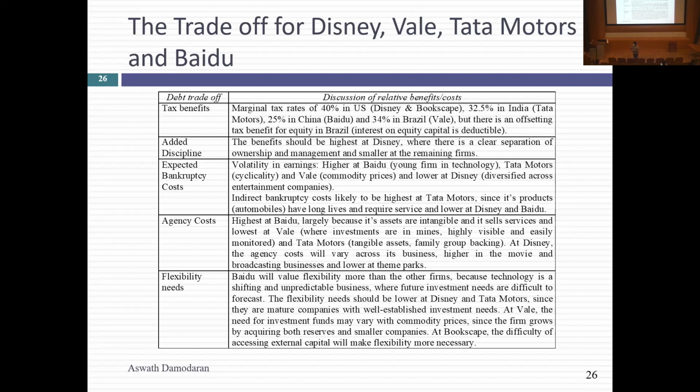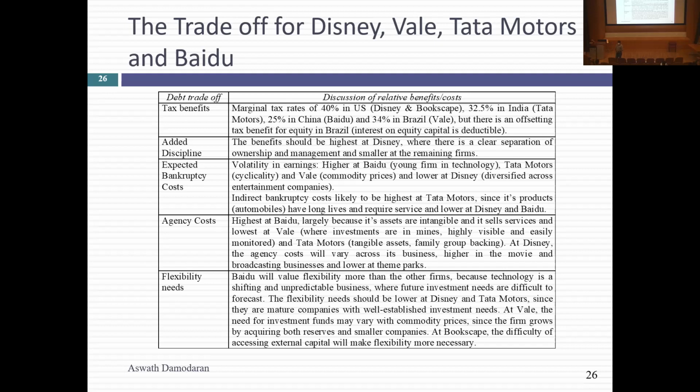The tax benefits will still be there. They're a money-making company in China, 25% marginal tax rate. Not much in terms of added discipline because the founder of the company is actually the CEO. If you need discipline as a founder to keep you on track, then there's something wrong with you. I would expect, given the kind of company Baidu is, to have the lowest debt ratio.